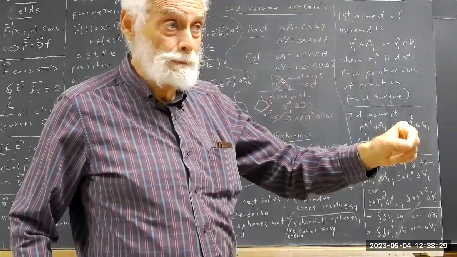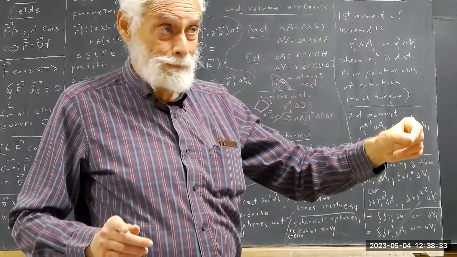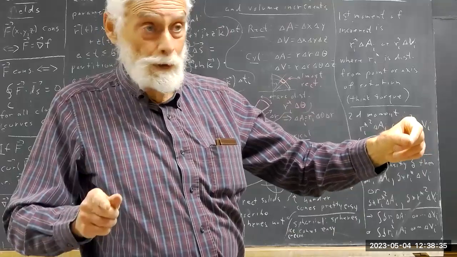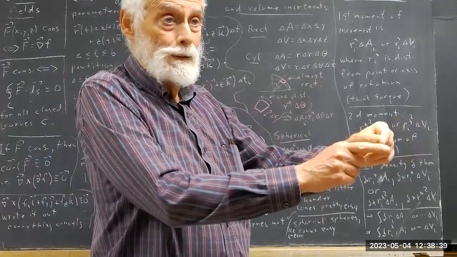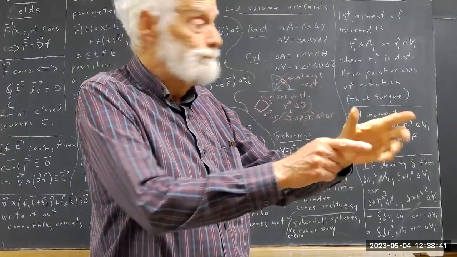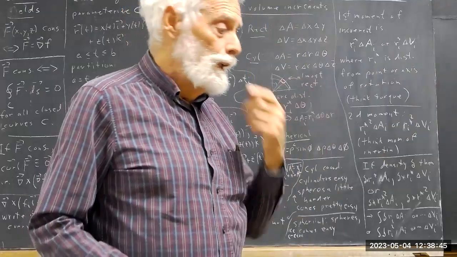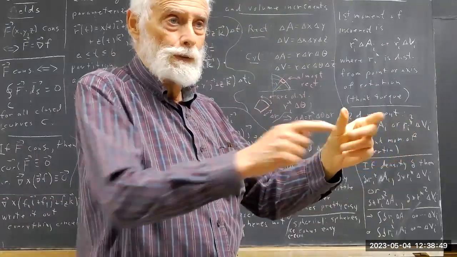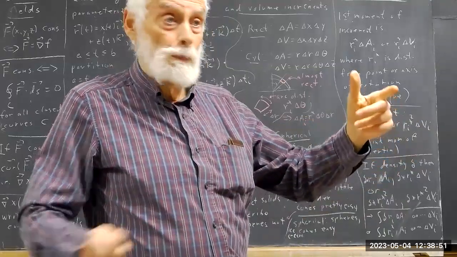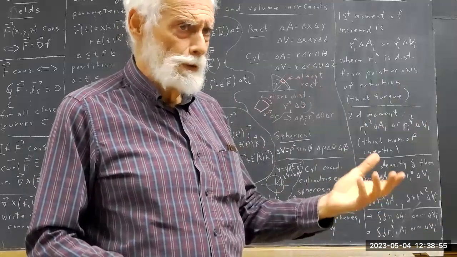You have an increment, you have a point on an axis, you have an r vector from that point or axis to the increment in question. If it's an axis, you have to go perpendicular to the axis. Doing it about a point, you just go from the point there, and there's nothing to be perpendicular to. That makes sense?